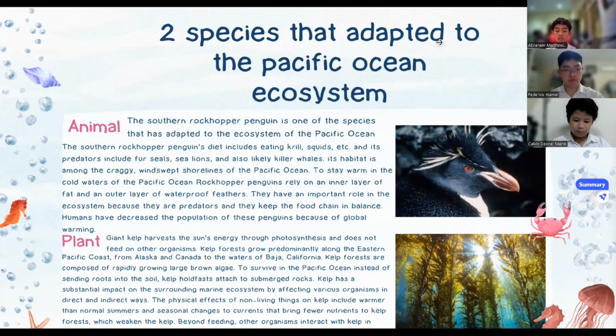The physical effects of non-living things on kelp include warmer than normal summers and seasonal changes to currents that bring fewer nutrients to kelp forests, meaning that seasonal changes and summers, usually hot weather, will actually damage the kelp and give it fewer nutrients, which weakens the kelp. Beyond feeding, other organisms interact with kelp in many different ways.